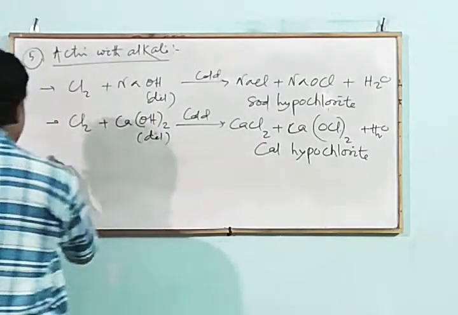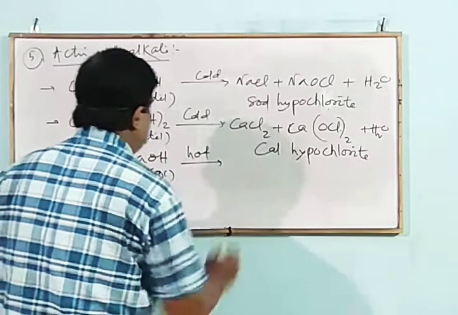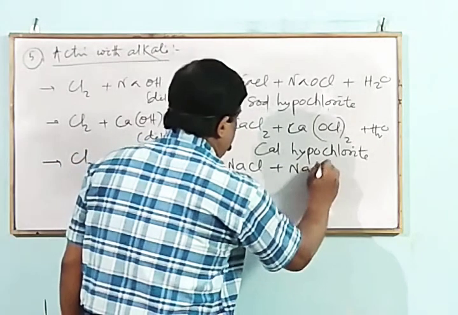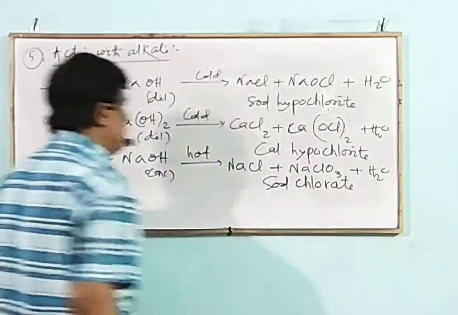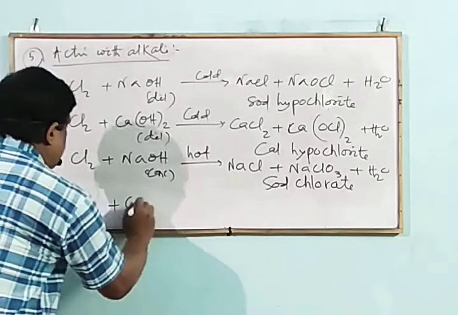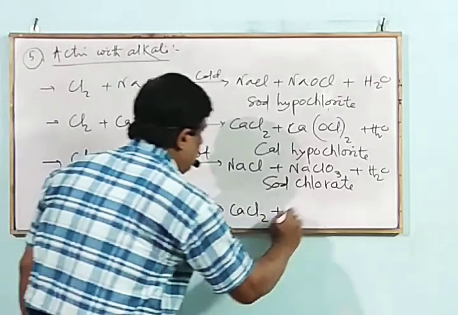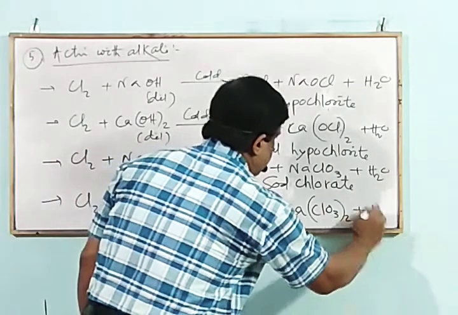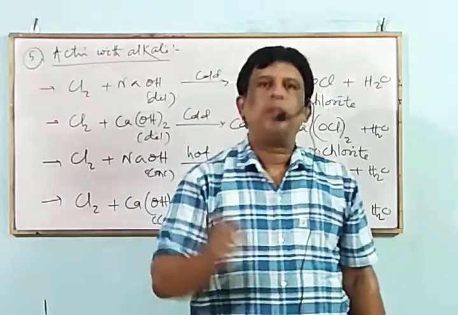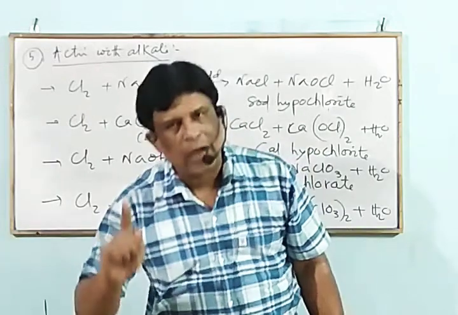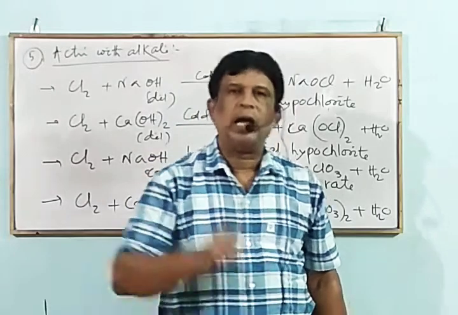On the other hand, chlorine reacts with concentrated alkali in hot conditions, resulting in the formation of metal chloride plus metal chlorate, that is sodium chlorate. Similarly, chlorine reacts with calcium hydroxide, concentrated and hot, resulting in the formation of calcium chloride plus calcium chlorate plus water. Very important for the marks point of view. If it is a dilute alkali, it forms the corresponding metal chloride plus metal hypochlorite. If it is a hot concentrated alkali, it forms the corresponding metal chloride and metal chlorate.